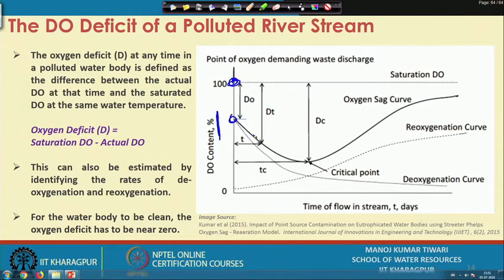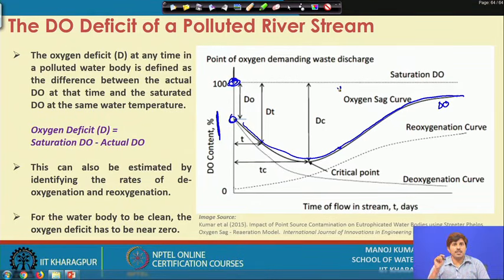Now, if this is my DO profile, this is the existing dissolved oxygen concentration. So, if this line is my DO profile, at any given point of time, the difference between the existing DO and the saturation value is called the DO deficit, or the oxygen deficit.